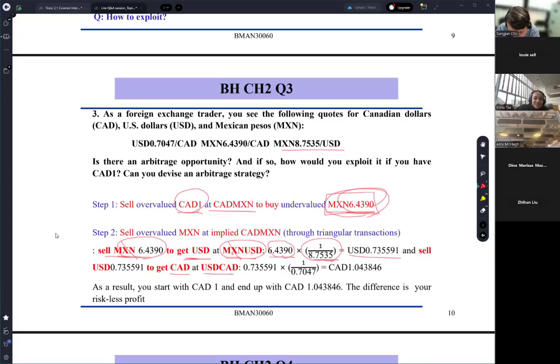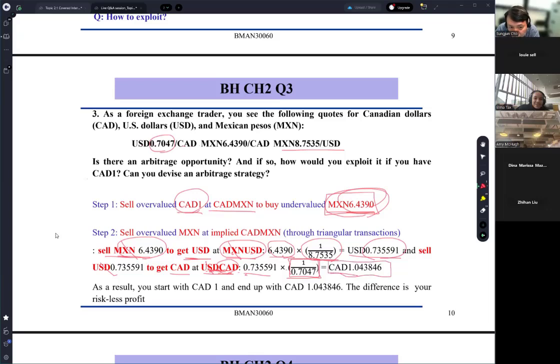At which rate? It should be USD CAD. Then USD will be canceled and you're gonna get Canadian dollar amount. So USD 0.735591 times, what is USD CAD? Only CAD USD is given. So this one should be reciprocal of this guy, which is this one. This is the USD CAD, reciprocal of the CAD USD. So at the end, we're gonna get this amount of Canadian dollar.